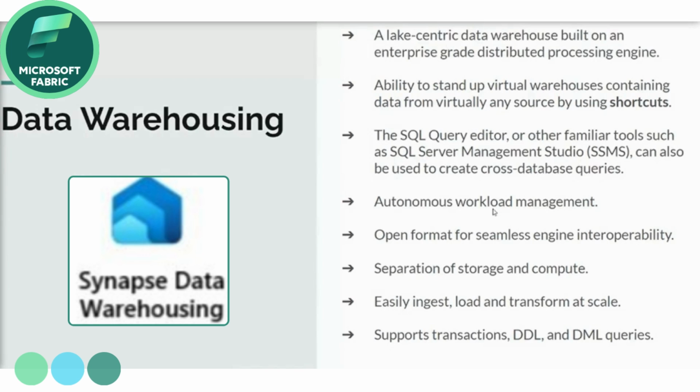The next is the open format for seamless engine interoperability. What it means is that the data in the warehouse is stored in the Delta format, and it also enables ACID transactions. Interoperability refers to the data in OneLake being used across the other services in Fabric as well. Customers no need to create multiple copies of the data. If they have one copy of the data, it can be used across different services. That's the beauty of it.